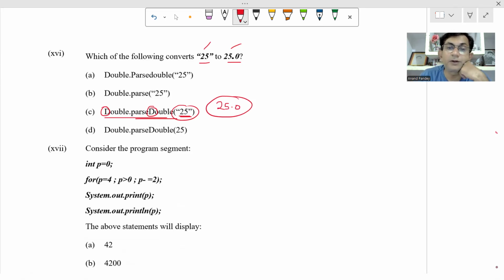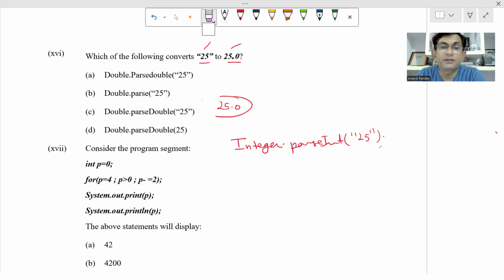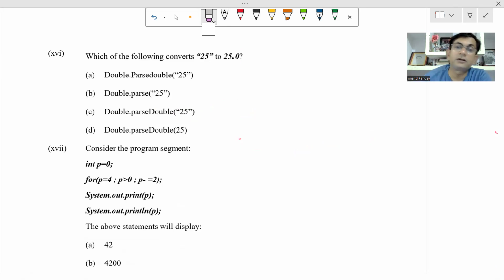Like that, if you want to convert a string into integer type, there is a function of the Integer wrapper class, and that is Integer.parseInt, and then the value. Like that, Float.parseFloat, Long.parseLong. Wrapper class functions are there. So please learn it. There are wrapper class videos on my channel. You can watch there. Okay, so the answer of this will be C.